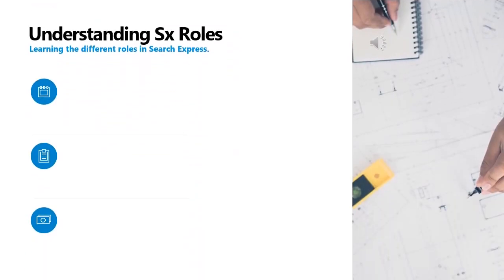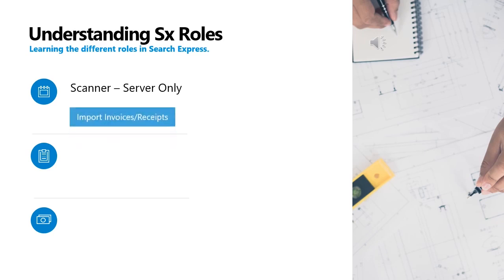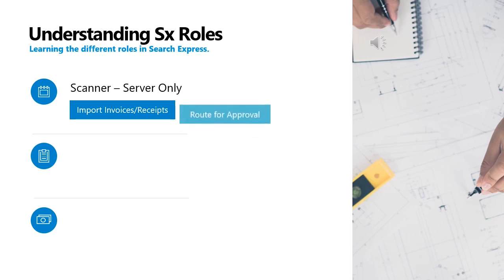Inside Search Express, there are a number of different roles that play a significant part in our workflow processing. Starting with our scanner role, this role is exclusive to the server application and allows for this license to scan or import any AP invoices or receipts that are either coming in through paper, email, or directly from a PDF document or image.